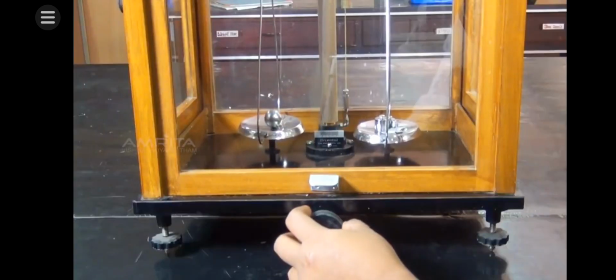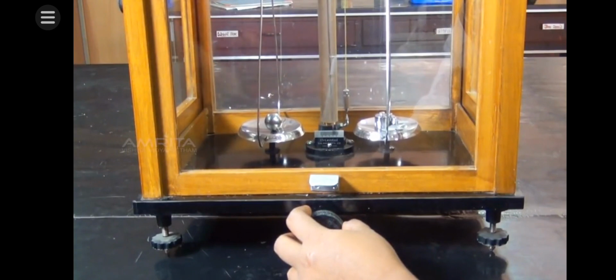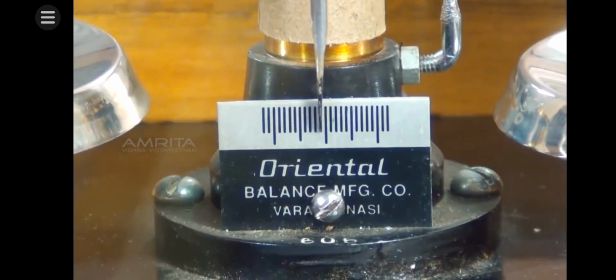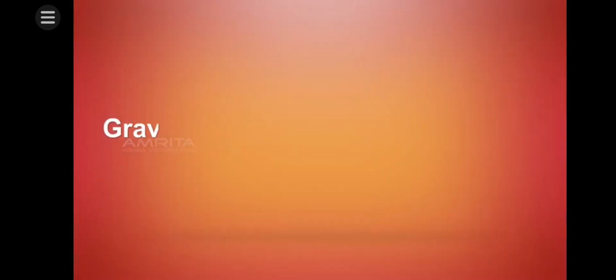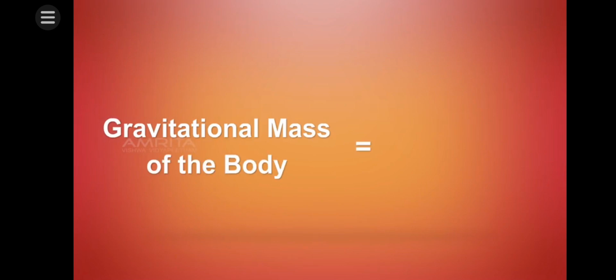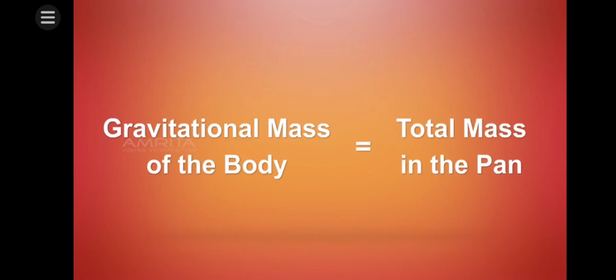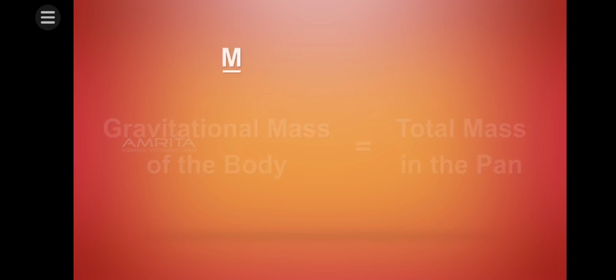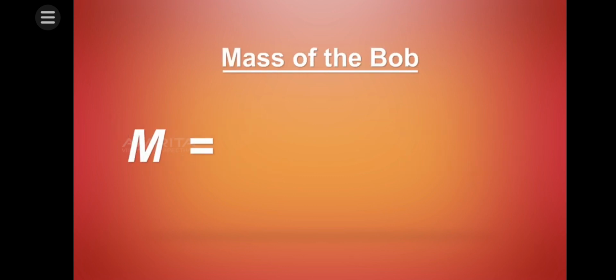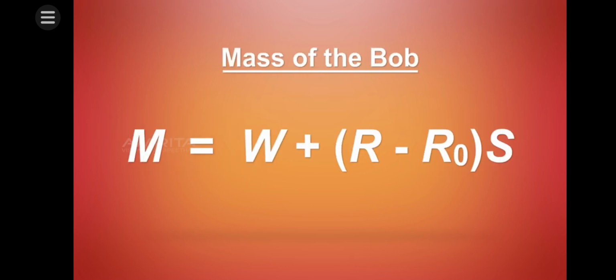The left and right turning points are noted and the resting point R is calculated as before. Add all the weights in the right pan to get the gravitational mass W of the body. The correct mass of the bob can be calculated using the relation M is equal to (W plus R minus R0) into S.